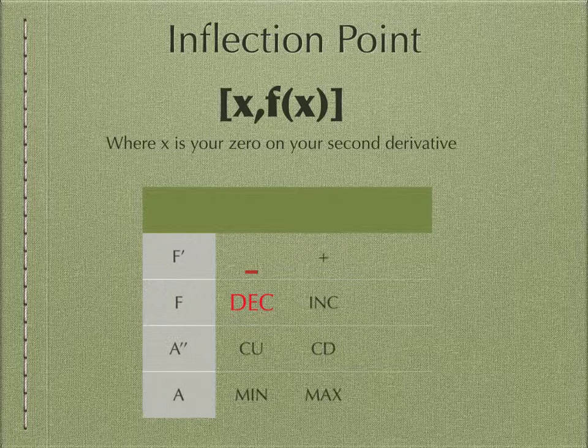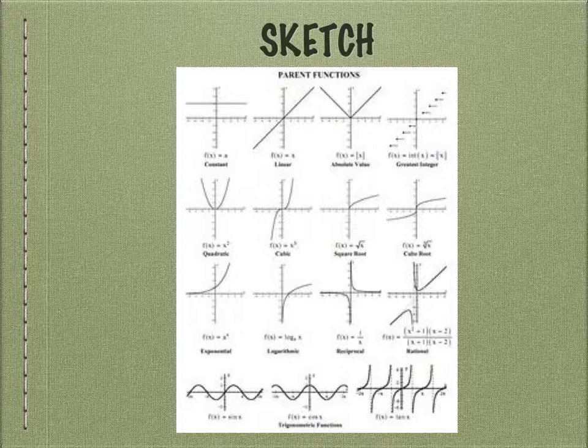The next is the inflection point. The eighth step is the inflection point, where the x is the zeros that we found on the second derivative, and then f of whatever number we found will be our inflection point, which is a coordinate on our 2D graph, x and y. We just have a brief summary here. For f prime of our function, whenever it's negative it's decreasing, and whenever it's positive it's increasing. For the second derivative test, concave up is a minimum and concave down is a maximum. And then sketching the graph is the final step.